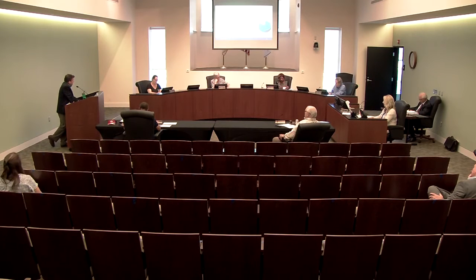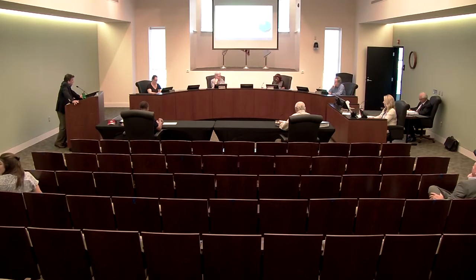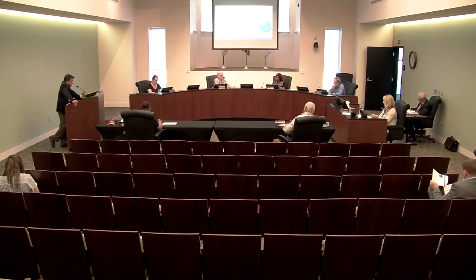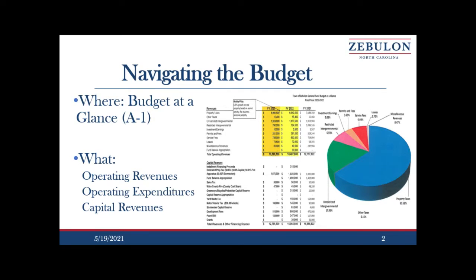As far as how to find information in the budget, I've titled the next few slides Navigating the Budget. This page, A1, is your budget at a glance. This is going to identify where your operating revenue is coming from, and where it's going to. When I say where the operating revenue is going to, it's going to let you know what departments that revenue is going to. This also tells you about the capital revenues, but the details on the capital revenues, as far as the individual funding streams and the projects that they are going to, is in the recommended capital budget section.